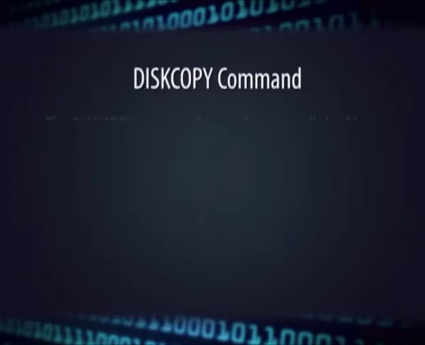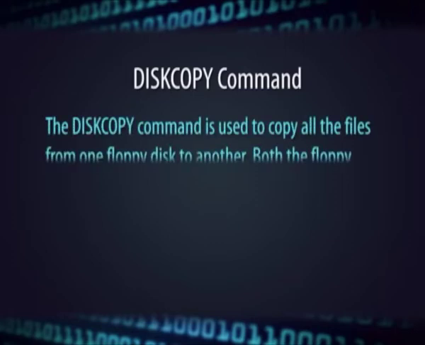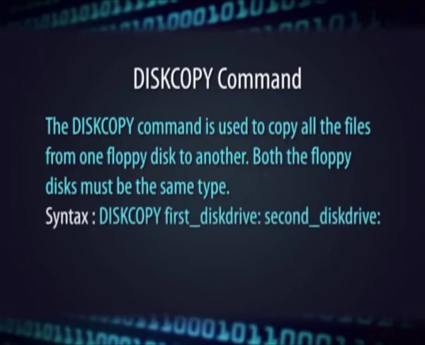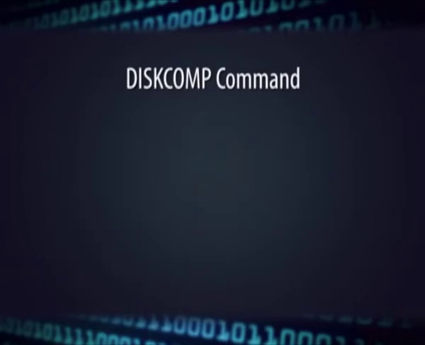The diskcopy command. The diskcopy command is used to copy all the files from one floppy disk to another. Both the floppy disks must be the same type. Syntax: diskcopy first disk drive: second disk drive. Example, diskcopy A: B:.